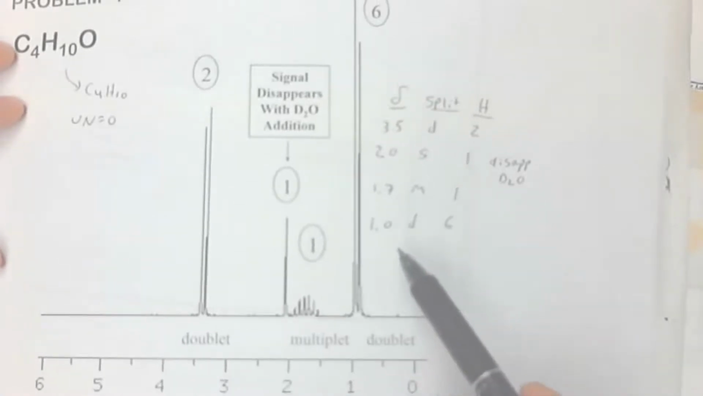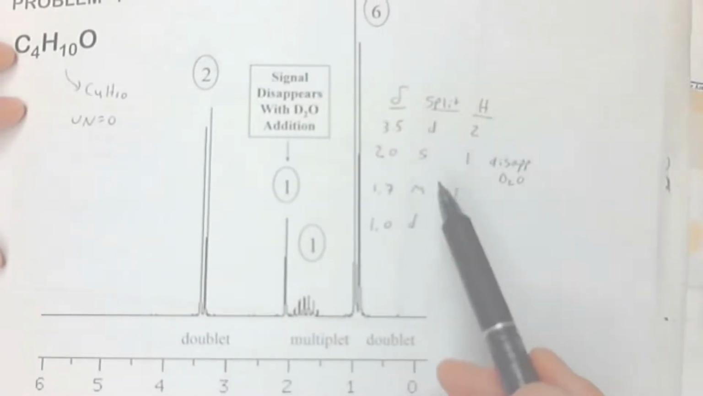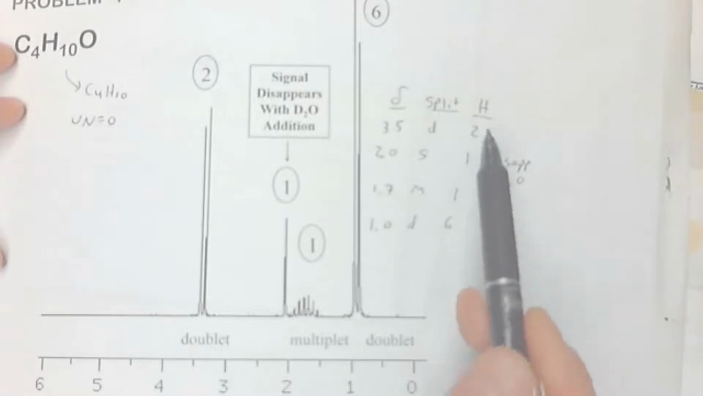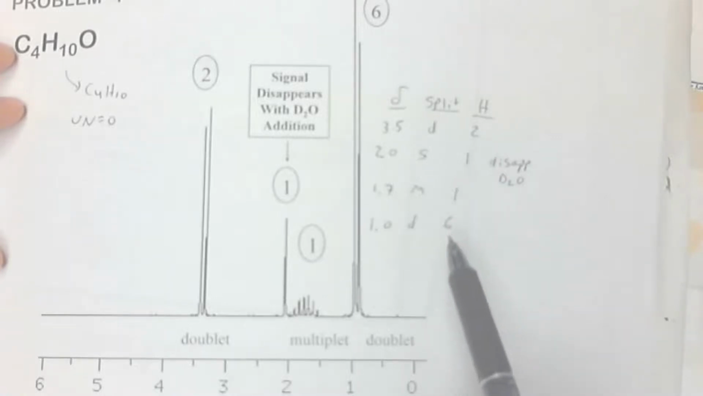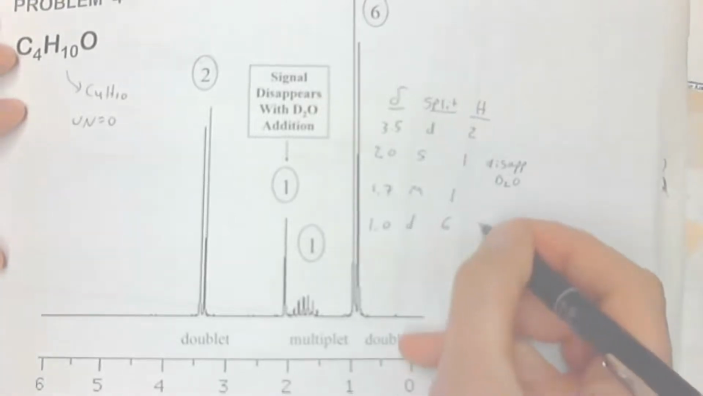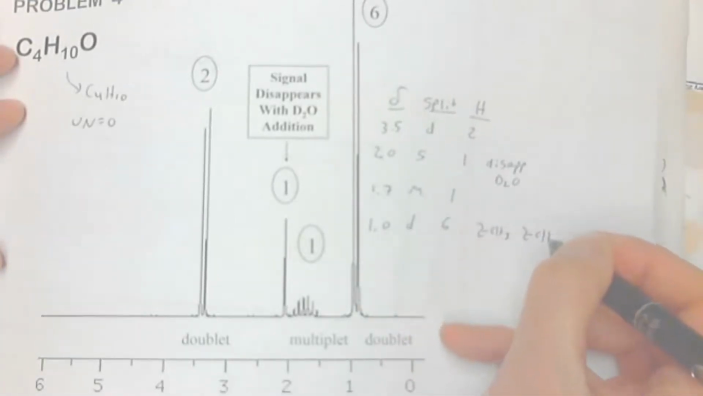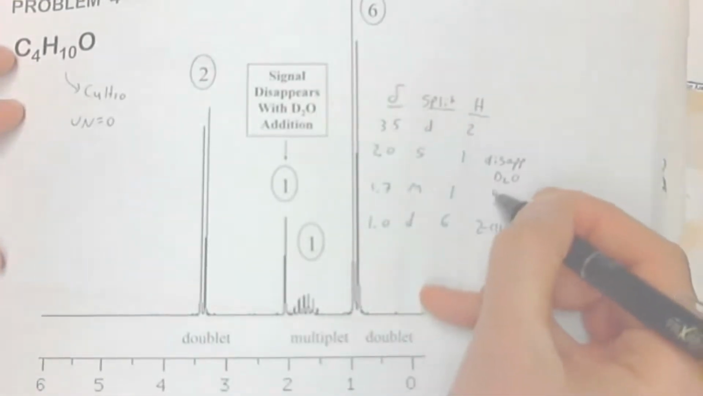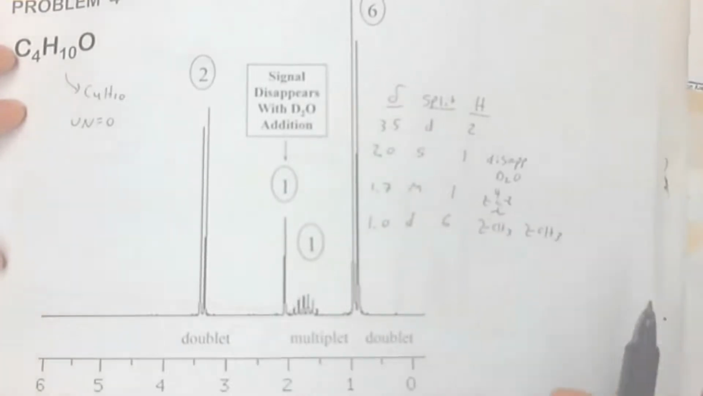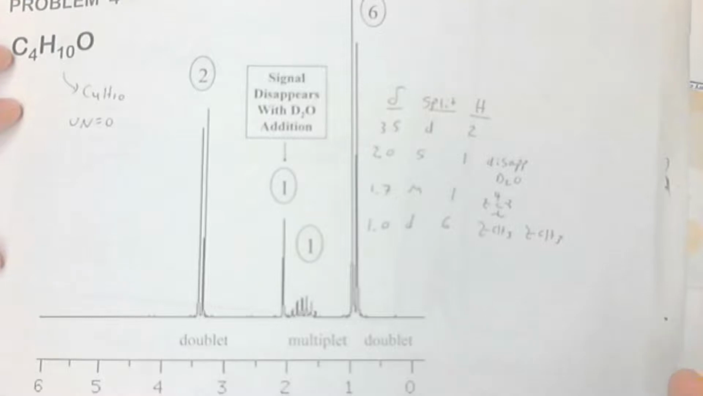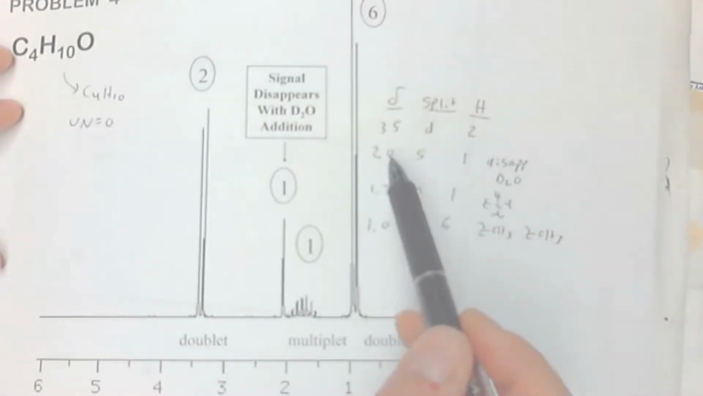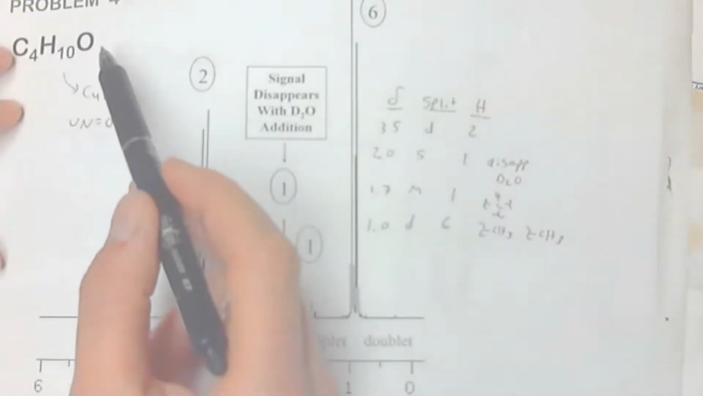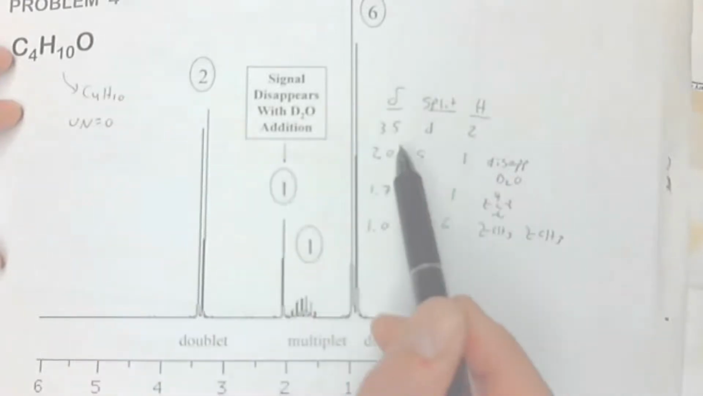Next, we will make the substructures. So for the most part, I'm just looking at integration right now, right? Like 6 is very obviously 2 methyls. 1 multiplet is probably a CH. It's a CH with 3 squigglies, right? Now this guy is a little weird. Singlet, it disappears with D2O. I happen to have an oxygen in the molecule. So what do I say?